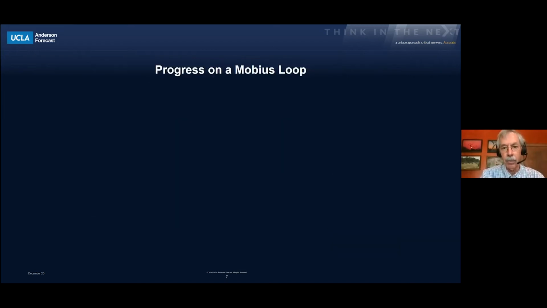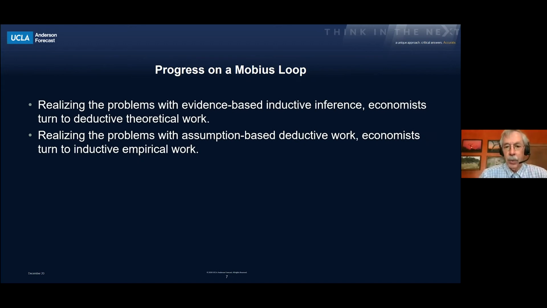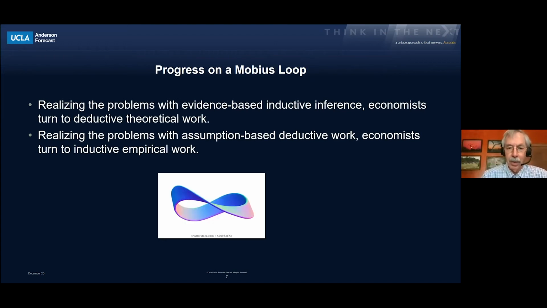So here's my conclusion from this brief look at how economists form opinions. Realizing the problems with evidence-based inductive inference, economists will often turn instead to deductive theoretical work. Realizing the problems with assumption-based deductive work, economists turn to inductive empirical work. In other words, it's a Mobius strip in which very little real progress is ever made. We think and we analyze data, and still we're not sure about the impact of fiscal policy.